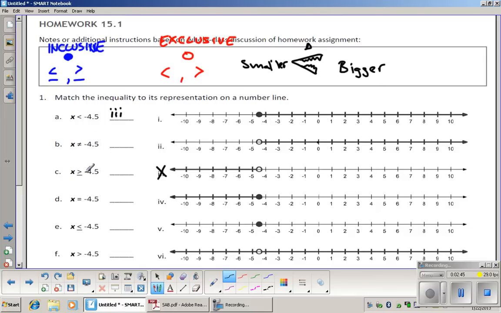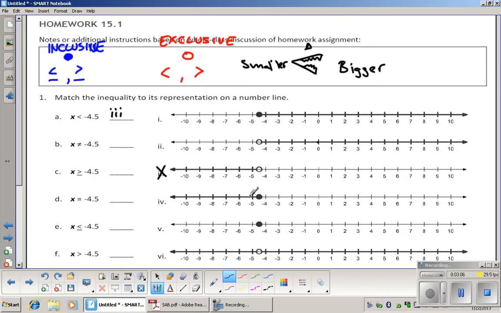Let's do this one. So x is this symbol, negative 4.5. First of all, it's the or equal to sign, so I know I'm looking for a closed circle right away. Now, to read this, I want x's that are bigger than or equal to negative 4.5. So I only have 3 candidates. This one doesn't have any shading, so forget about that one. I want x's that are bigger than negative 4.5.